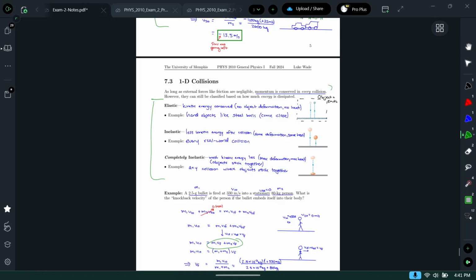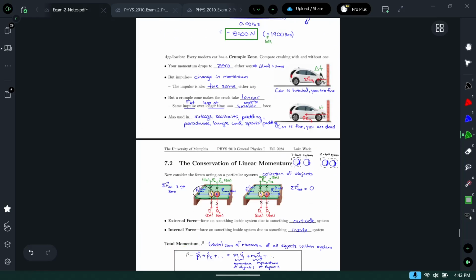But in all cases, the momentum is conserved. So do not forget that. When we're talking about collisions, momentum is conserved. It's the energy bit that's different between each type. That is all the main stuff.